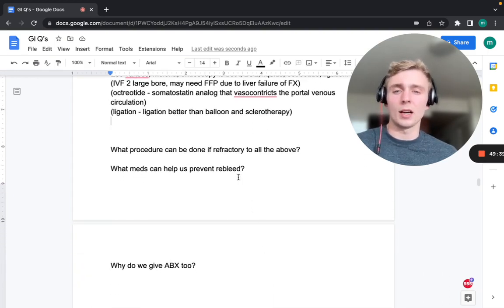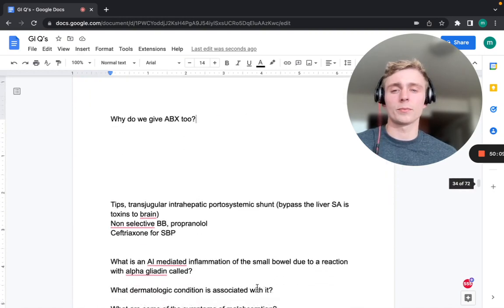What procedure can be done if refractory to all of the above? What meds can help us prevent the rebleed in this case? And why do we give antibiotics? So again, we already did ligation, but what procedure do we need to do if it's refractory to all that? And this is a very procedural thing. What meds can help us prevent the rebleed, and why do we give antibiotics?